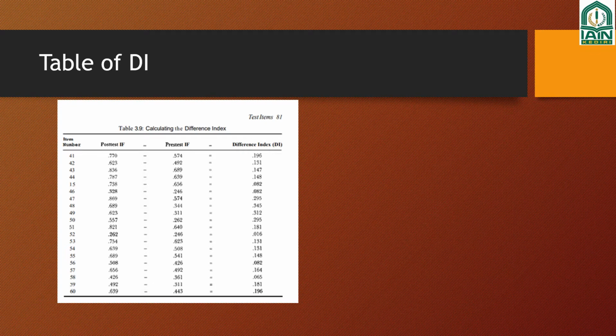And this is the table of DI I take from the Language Tests and Programs book. And there are 4 columns. The first column is item number. It means the number of the question, and the post-test IF, the pre-test IF, the third column, and the last is difference index or DI.